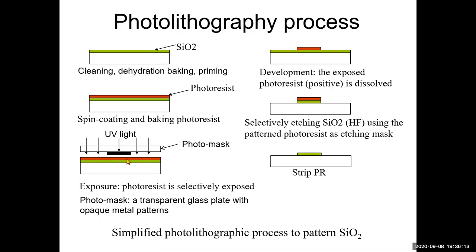So we can see the photoresist will be exposed in these two areas. But underneath this opaque metal pattern, the photoresist is not exposed. Any question about this step? And please note that in this step, we use UV light to expose the photoresist.